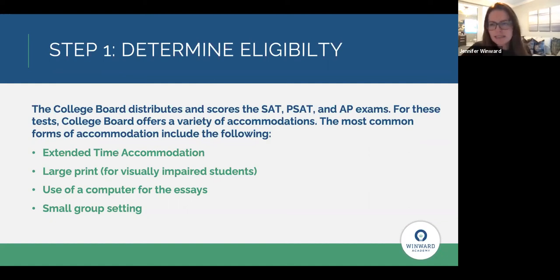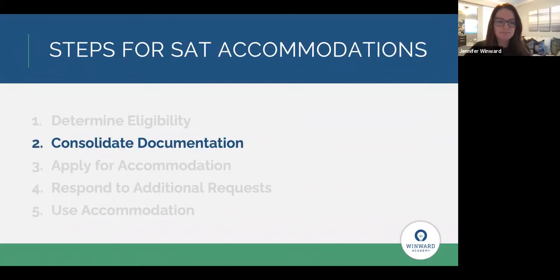And then just like ACT, they also offer the ability to take the exam in a smaller group setting. That tends to happen naturally because the room with students who have accommodations is a much smaller room. But if there's even something bigger, like you can't be in a room with more than 2 students or more than 3 students, those types of things need to be very specific.